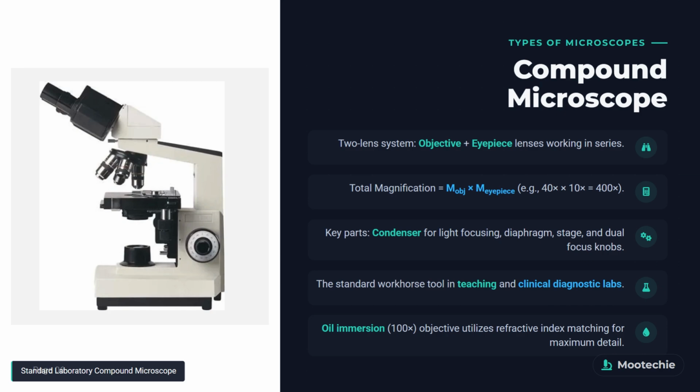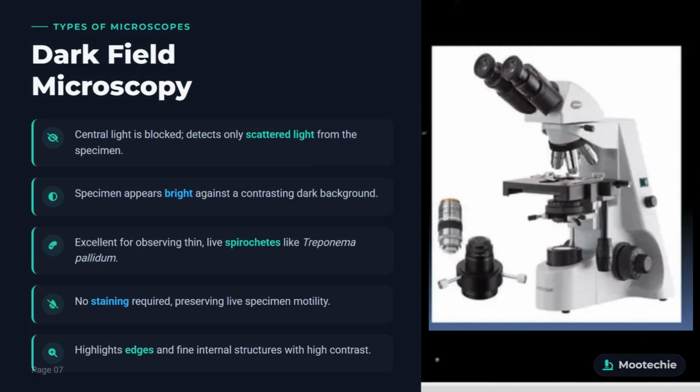This slide introduces dark field microscopy. Here, the central light is blocked. Only light scattered by the specimen enters the lens. This makes the specimen appear bright against a dark background, like stars in the night sky. It's excellent for observing thin, live spirochetes like Treponema pallidum, the cause of syphilis. A major benefit is no staining is needed, so you can watch live bacteria swim. It also highlights edges and fine structures with fantastic contrast.